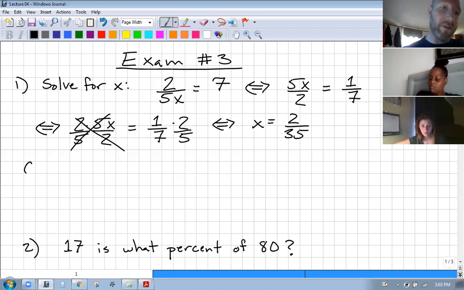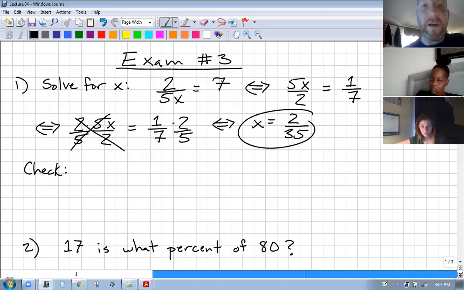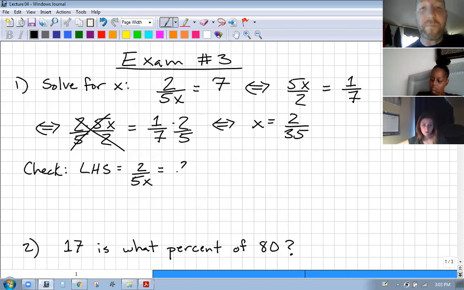Let's check and make sure that our answer is correct. If X equals 2 over 35, it should satisfy this equation, meaning we'll plug 2 over 35 in for the X and make sure the left-hand side is equal to the right. So the left-hand side of our equation is 2 over 5x. We replace the X with the one that we got, 2 over 35. We now have, see, 5 times 2, 10 over 35.